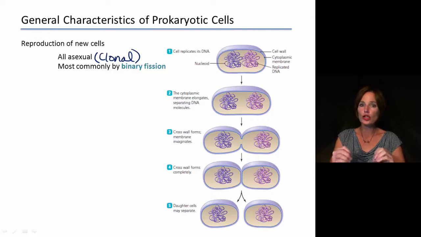Because it is asexual clonal reproduction, those 2 daughter cells will be genetically identical. Again, they're the same as each other. They're also the same as the original cell that they did come from.